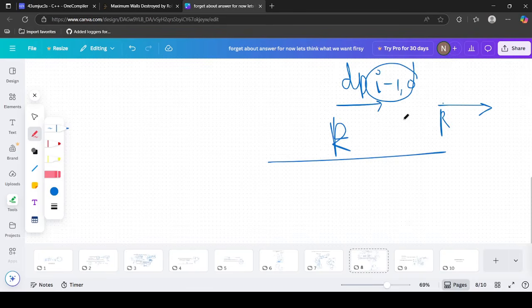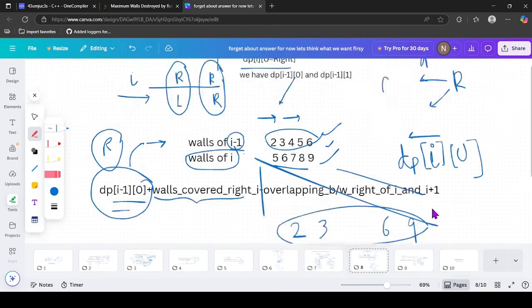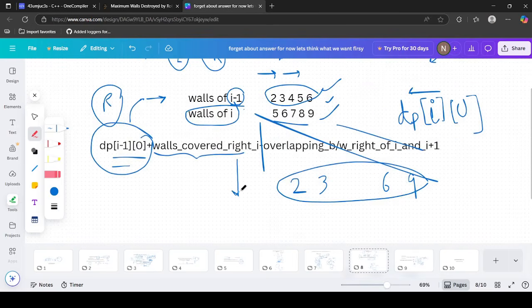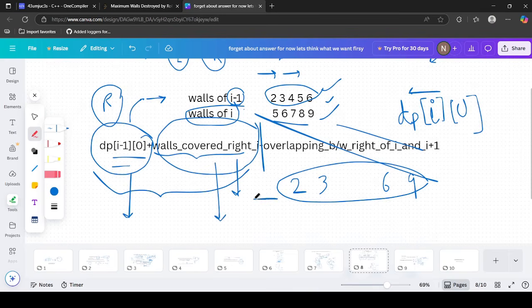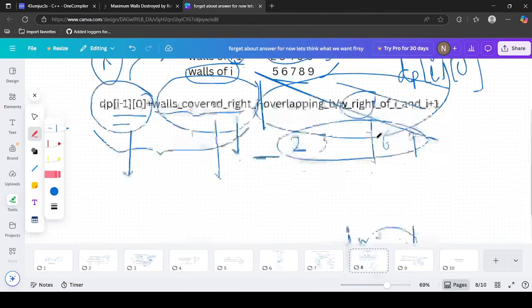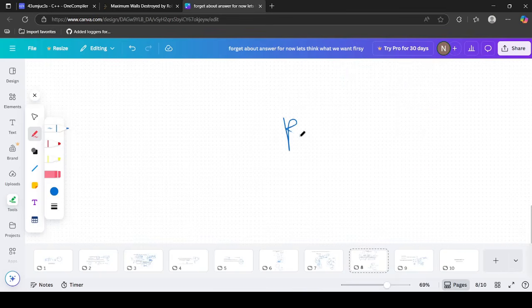So what are the extra number of walls that can come? This is the original walls of i minus 1 plus the new walls that are destroyed by this one. So this is what exactly I have written: the walls destroyed when we are choosing right for index i. This is the old count and this is the new count. But there may be overlapping, so we are subtracting the overlapping number of walls between the right of i and i plus 1. Why right? Because we assumed that both are right.